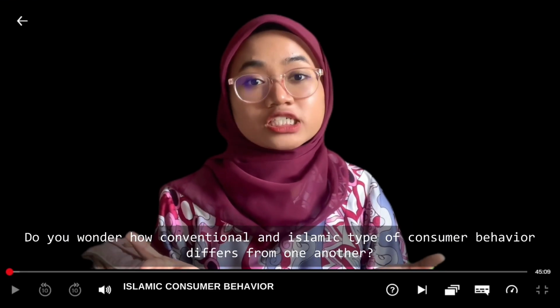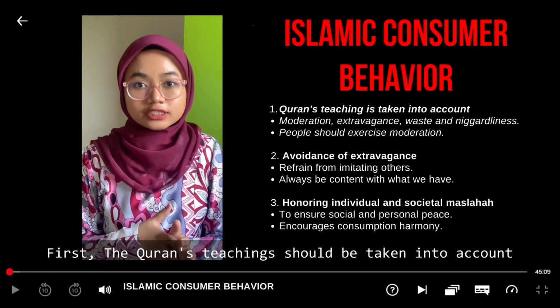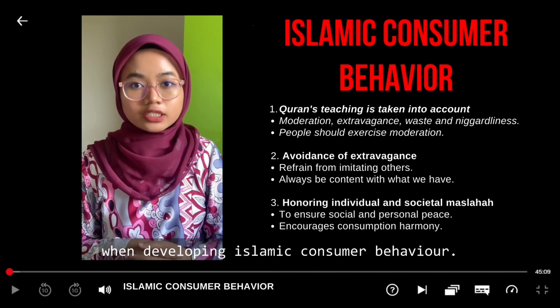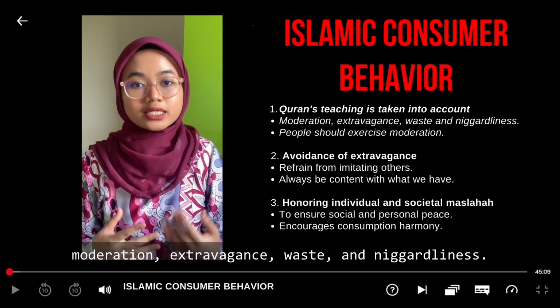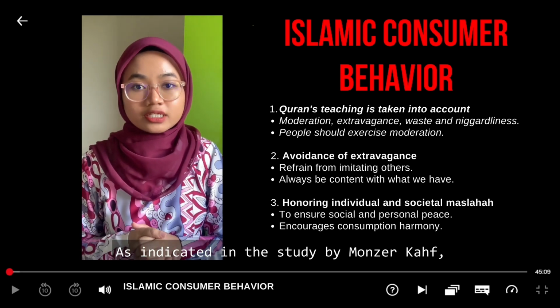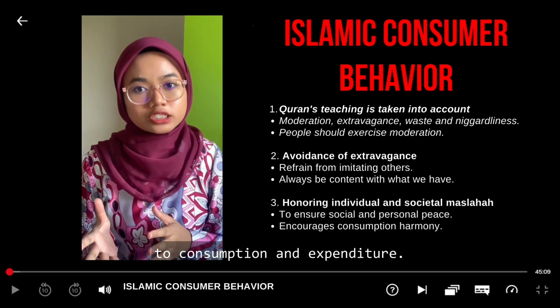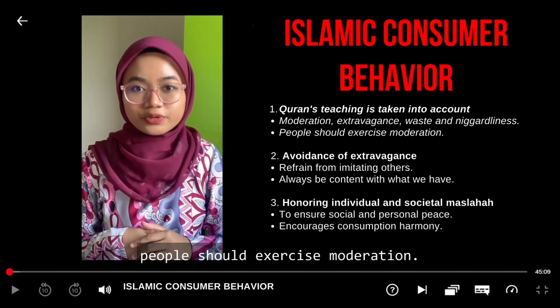Do you wonder how conventional and Islamic consumer behavior differ from one another? First, the Quran's teaching should be taken into account when developing Islamic consumer behavior. The Quran mentions 4 of the many possible dimensions, which are moderation, extravagance, waste, and negligence. As indicated in the study by Mohd, Islamic teachings support a moderate, well-balanced approach to consumption and expenditure. It is said that when acquiring and using wealth and money, people should exercise moderation.